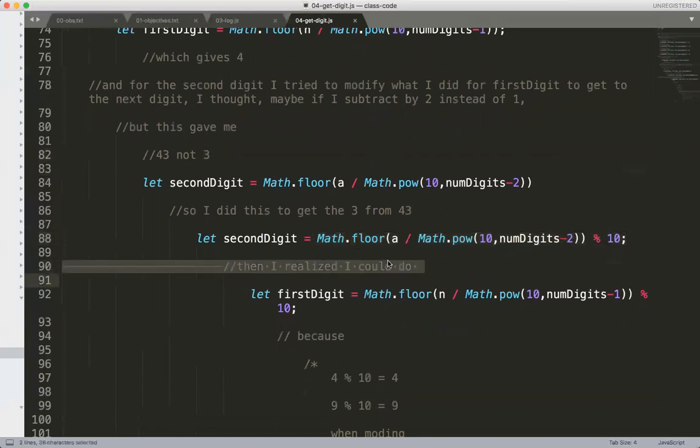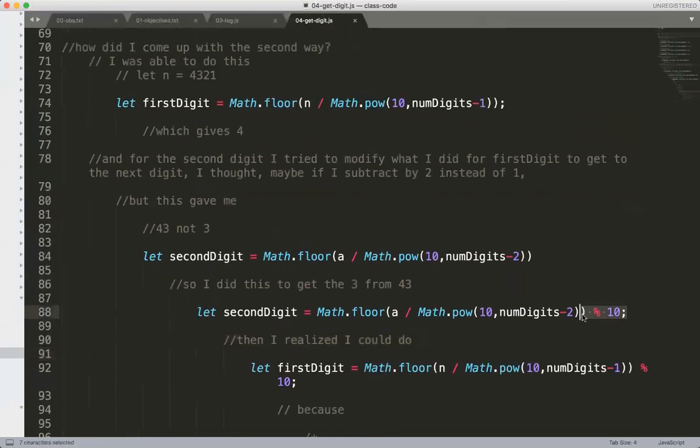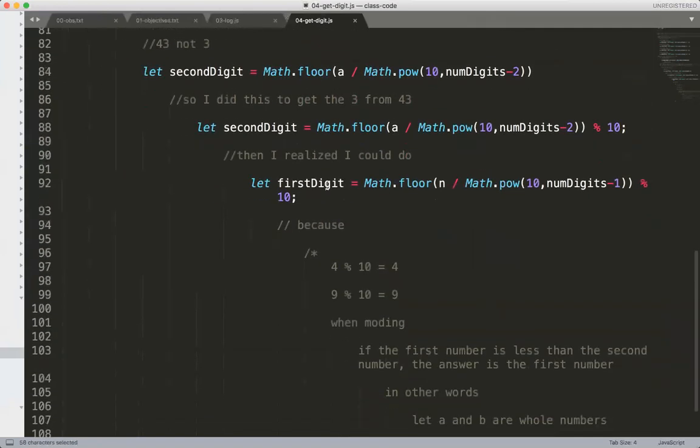And then I realized, well, I can't just mod 10 for the second digit. What if I could just mod 10 here too? Because any number modded 10 will get you the last digit, even if that number is less than 10, right? 3 mod 10 will give you 3, because 10 goes into 3 how many times? 0. What's left over? 3. Right? So 5 mod 10 is what? 5, right? 7 mod 10 is what? 7, right? Because 10 goes into 7 0 times, and 7's left over.